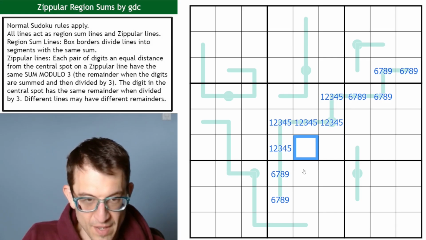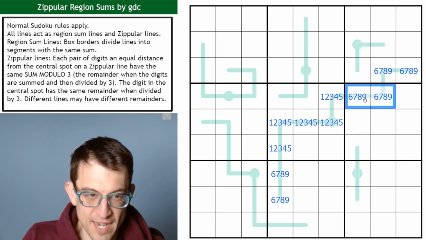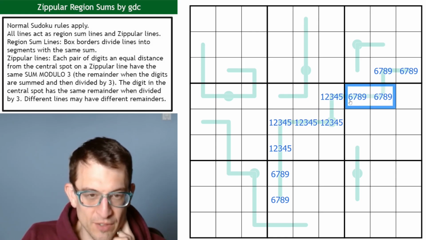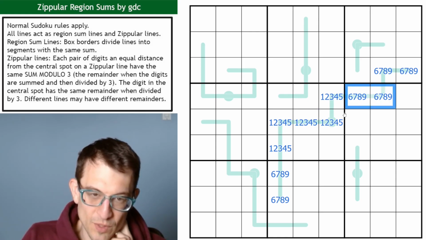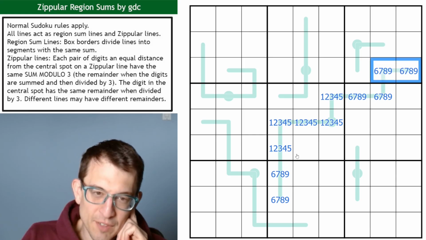Okay. And now I think I can say that this one is not 6, 9. Because, oh no, that's wrong. I was thinking this had to be 3, but I don't think that's true. Hold on. Let's think a little more carefully here.